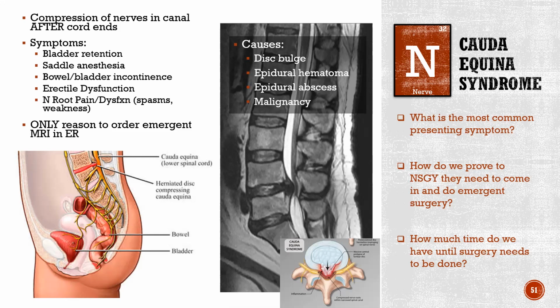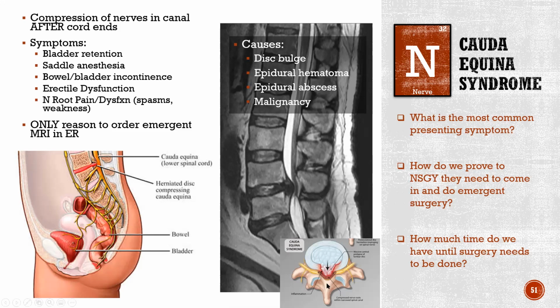This cauda equina syndrome is probably one of the only reasons to order an acute or an emergent MRI in the ER, because even though this usually takes 8 to 10 hours, this will result in emergent neurosurgery, either transfer or consultation. And a lot of times they'll take these folks to surgery immediately to relieve the pressure off these nerves. So if it's going to result in a big changing diagnosis differential, then you should go ahead and get that MRI or transfer somewhere where they can.